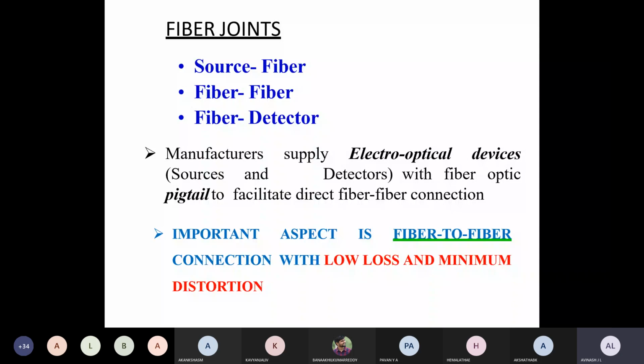The important aspect is fiber to fiber communication with low loss and minimum distortion. So this particular aspect we need to consider and we need to get it done.